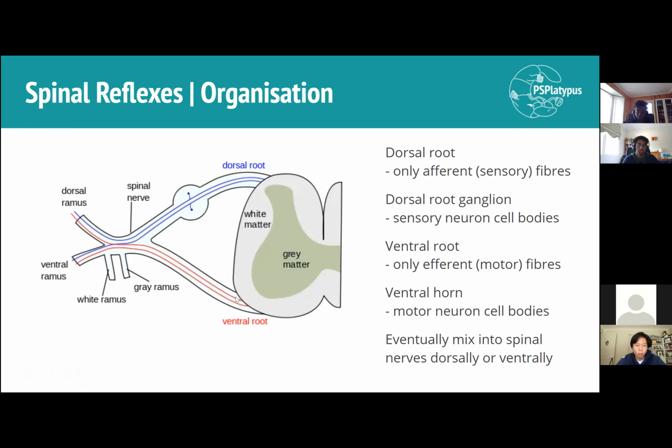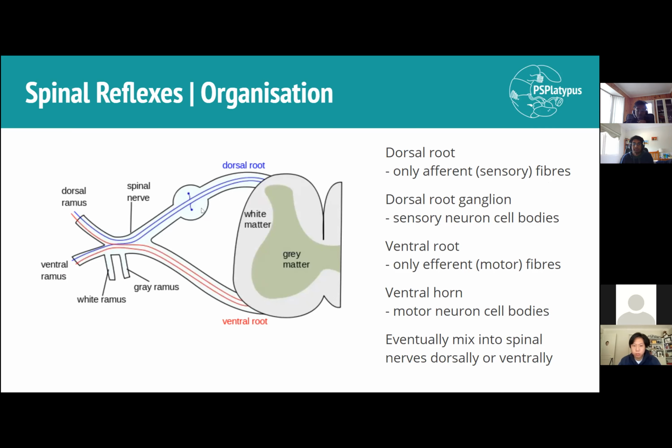Ventral, which is red, is going to be motor efferent. So the direction of conduction is going to be away from the central nervous system. So it's moving away from the body, or away towards the body. The dorsal root, therefore, you can see only contains sensory fibers. Ventral only contains efferent motor fibers.